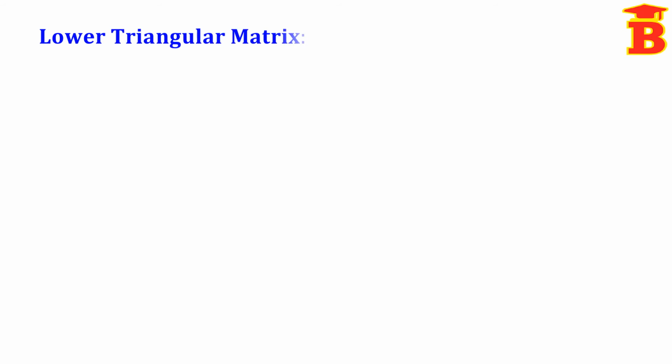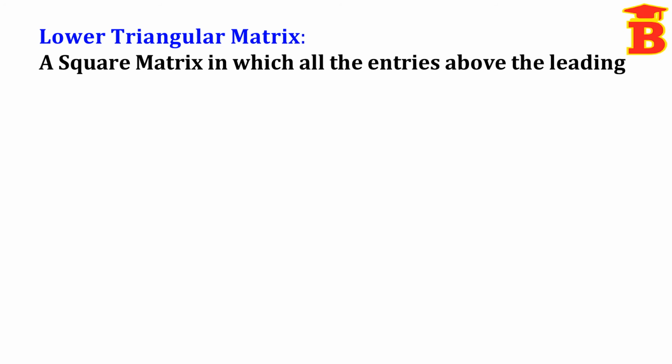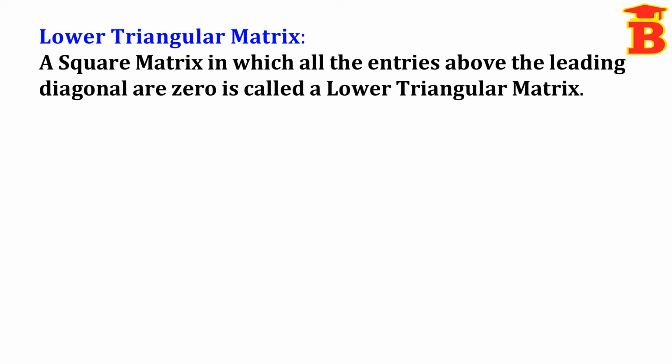Next, lower triangular matrix. A square matrix in which all the entries above the leading diagonal are 0 is called a lower triangular matrix. See the example. Here this diagonal 8, 5, 1 is leading diagonal. Above this diagonal we have all the entries 0. So it is called lower triangular matrix.